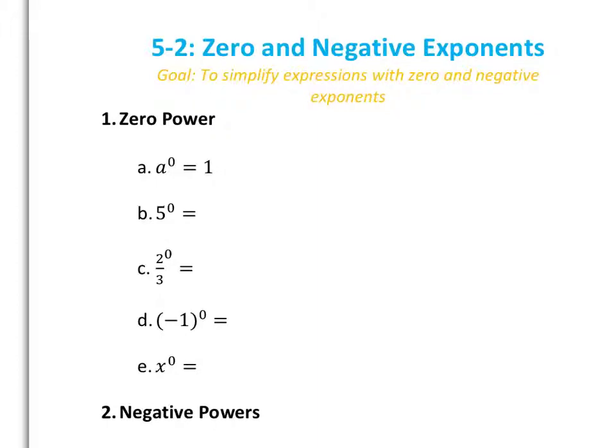So the zero power is the easiest thing in the whole world. This should be free points all the time. Anything to the zero power is going to be 1, except you can't do 0 to the 0, so a can't be 0.